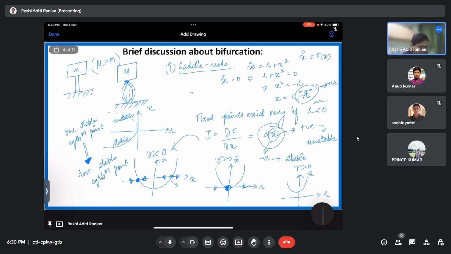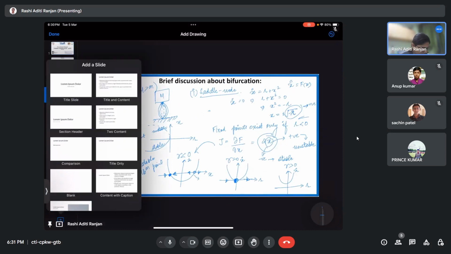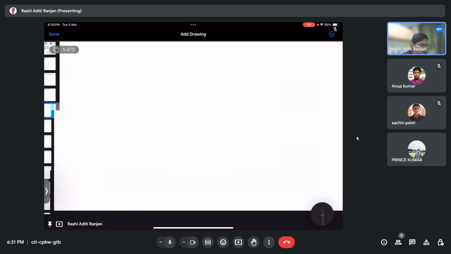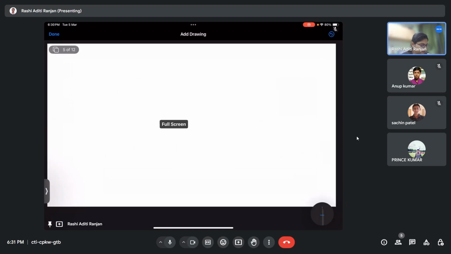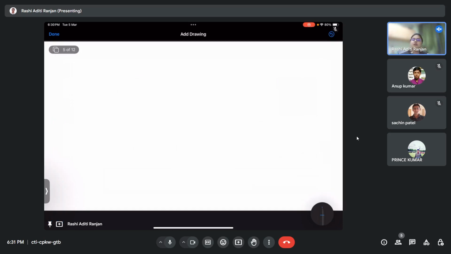Okay, so coming on to the other kind of bifurcation. So this was the saddle node bifurcation. I hope it is clear. I've already discussed this earlier also. Okay, so coming on to the transcritical bifurcation.